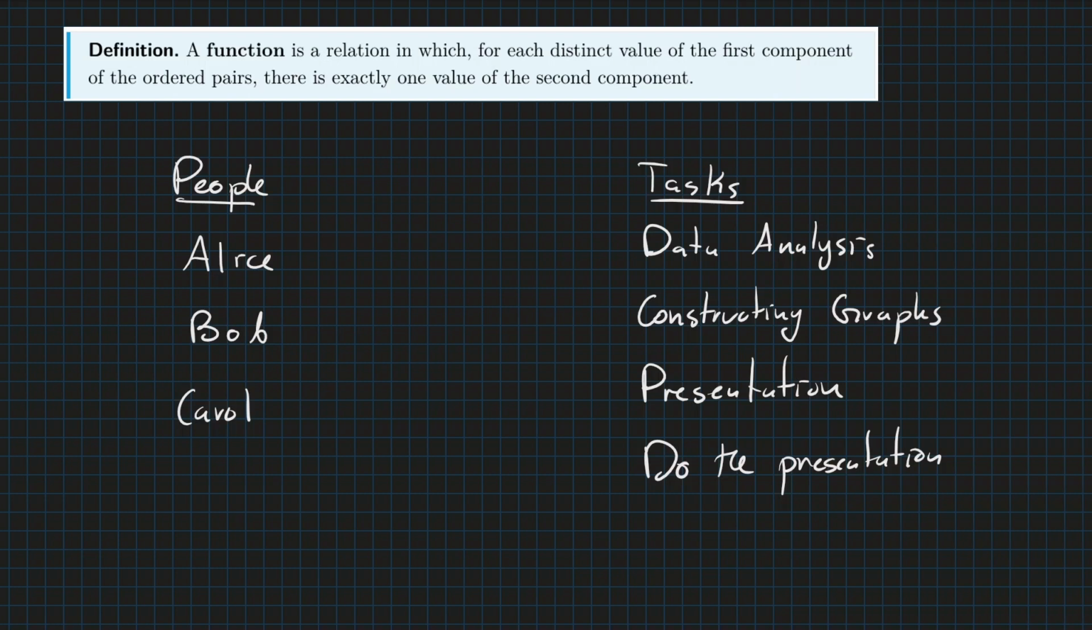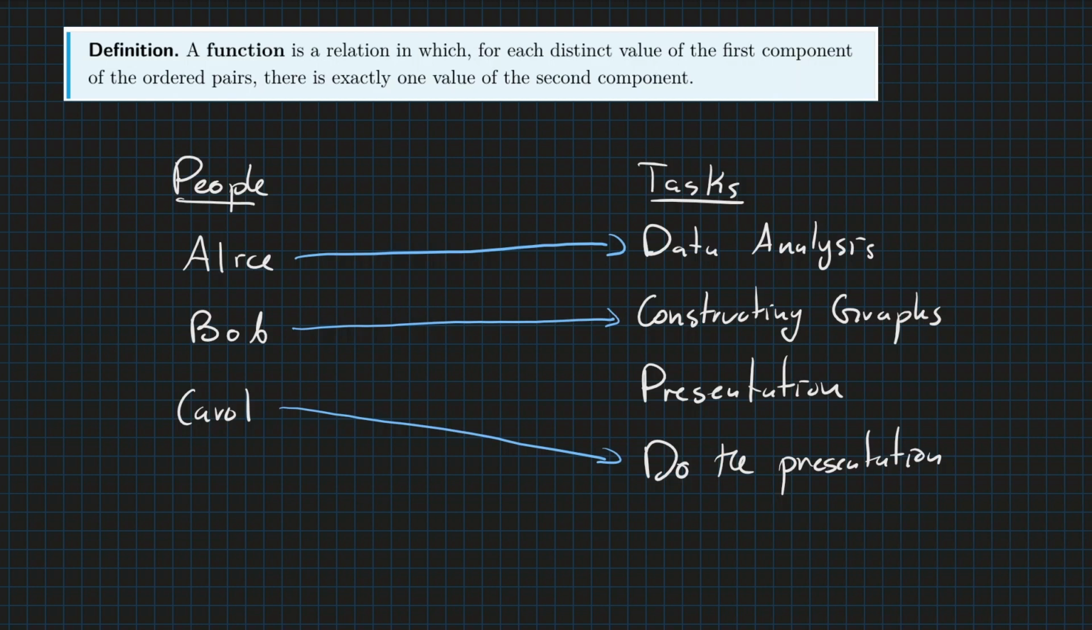So to fix that, what I'm going to do is still assign Alice to data analysis and Carol to doing the presentation, but I'm going to assign Bob to only constructing the graphs. So that means that there's this issue now, that there's no one to do the presentation, but unfortunately it's going to have to fall to you, the manager. Because to be fair and to make this relation into a more balanced function, we're going to have to assign each person to a single task at first.